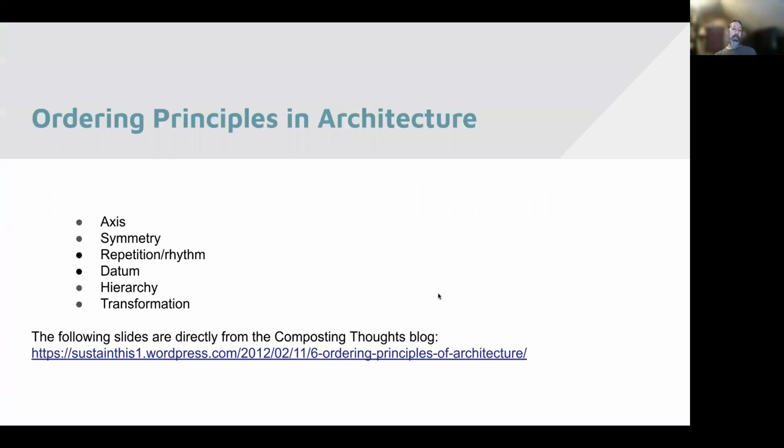Now, the ordering principles in architecture. There, again, people have different lists for this from time to time, but primarily those are defined as axis, symmetry, repetition and rhythm, datum, hierarchy, and transformation. Datum is a weird one. What exactly do we mean by that? But we'll get there shortly. The coming slides are taken from the blog Composting Thoughts, and it presented a really good visual presentation for these. And so I borrowed it for class. So thank you to them.